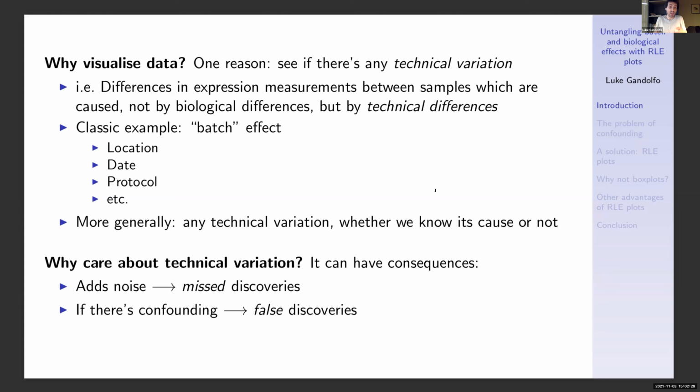because we care about seeing whether we've got technical variation in our data because, of course, it can have consequences. At best, it simply adds noise to our analysis, and that can lead to missed discoveries. At worst, if there's any level of confounding between the biological conditions of interest and the factors that are causing the technical variation, something we're going to discuss later, then this can lead to false discoveries.